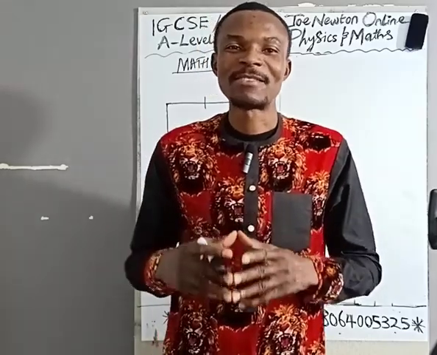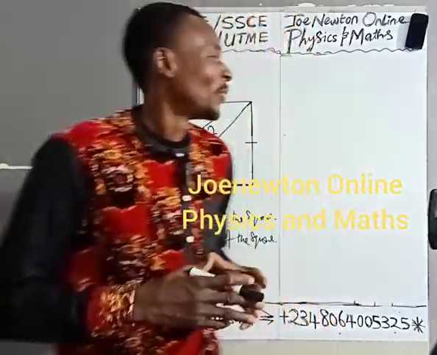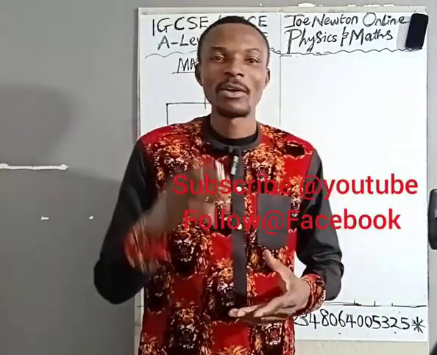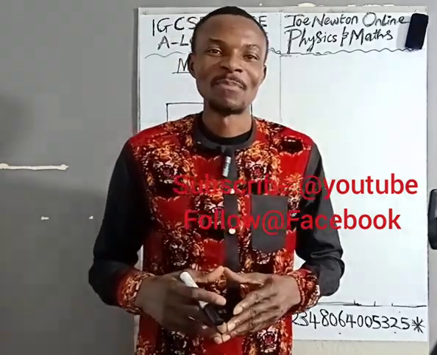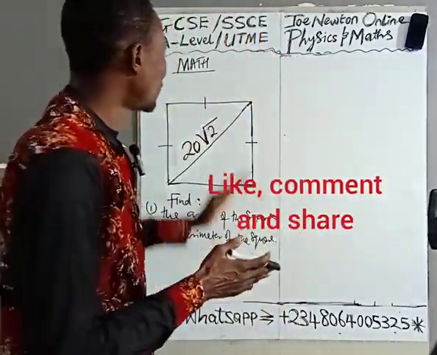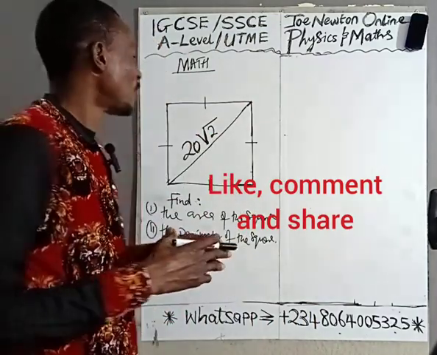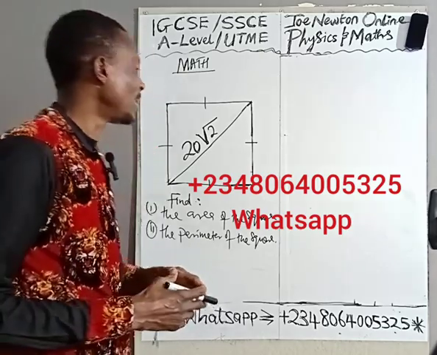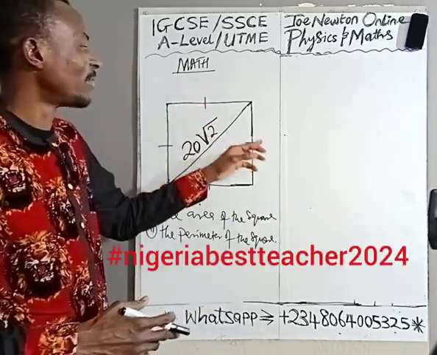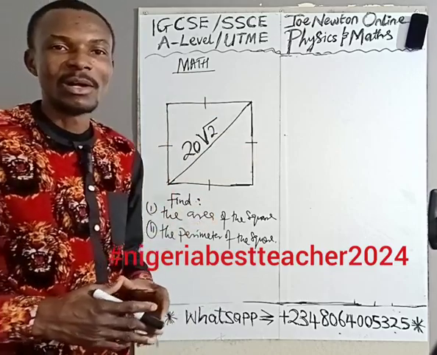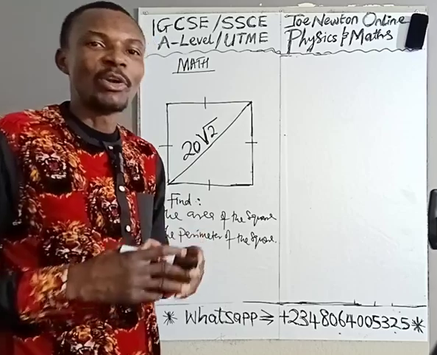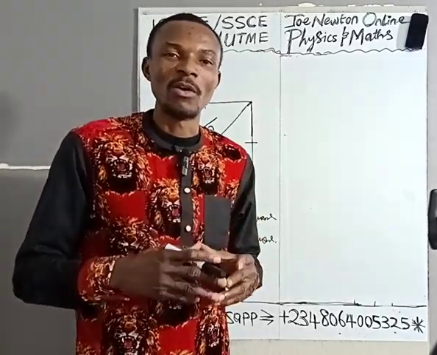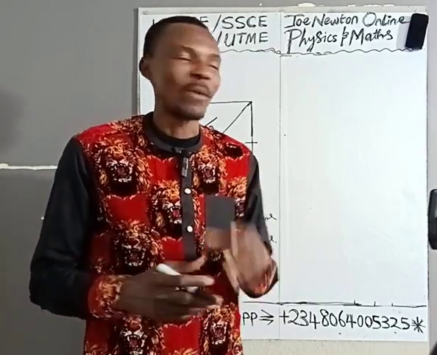Online physics and maths. Today we have a maths question on the board. So what we are going to learn now is mathematics. And of course, from the diagram on the board, we have a square. How do we know that? By this sign, that the four sides are equal. And that polygon or quadrilateral in which the four sides are equal is known as a square.